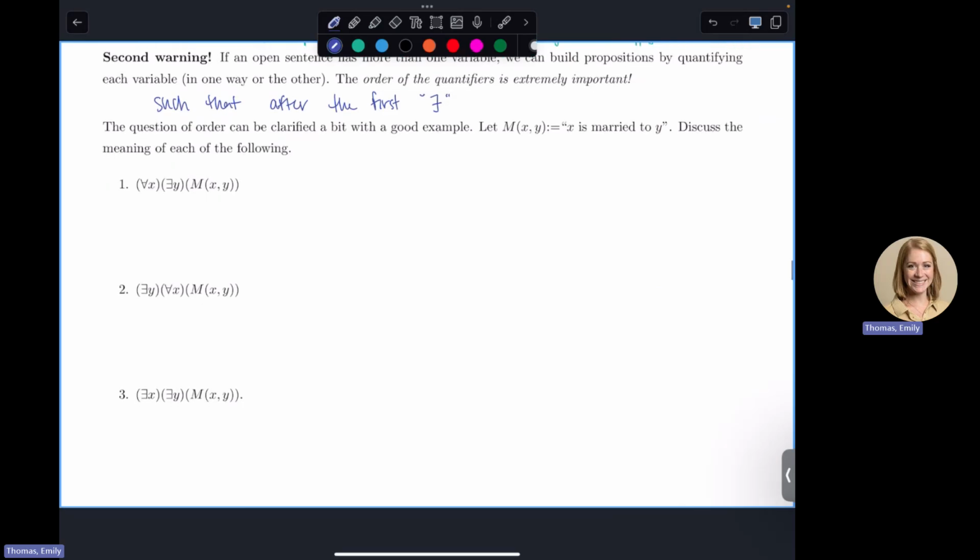So we have M of x, y is the predicate that x is married to y. And so we want to discuss what these symbols mean. Number one, we have for all x, there exists a y such that x is married to y. I'm going to write that down. So for all x, there exists a y such that x is married to y.